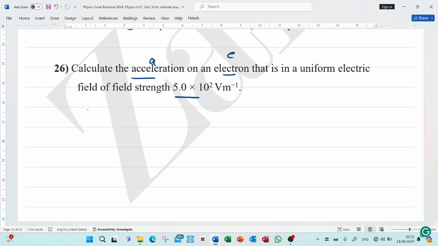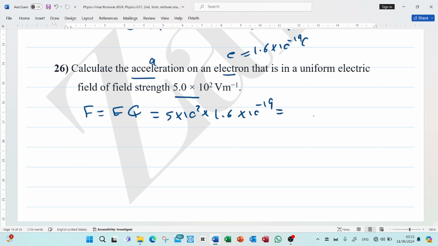Which formula do we use? F equals EQ. Why do we find the F? Because we can get the acceleration from the force. So F equals EQ. E is the electric field strength, given as 5 times 10 power 2. Q is the charge of the electron, 1.6 times 10 power negative 19 coulomb, without the negative. The answer is 8 times 10 to the power negative 17 Newton.